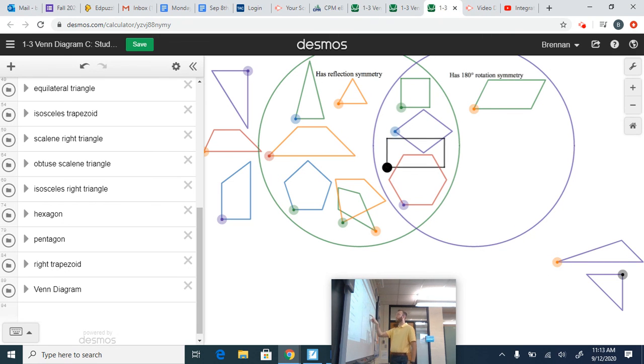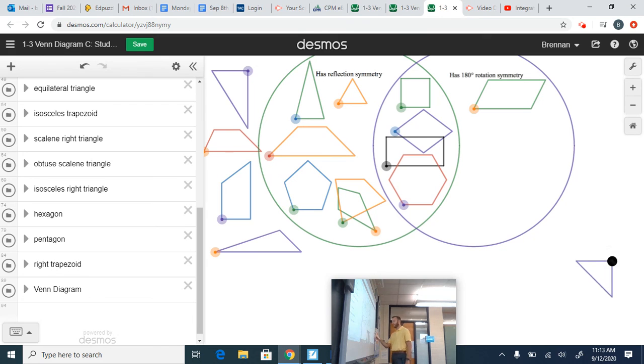This rectangle is going to be both. I think that one's somewhat self-explanatory. You have the reflections vertically and horizontally, and then if you rotate it upside down, it becomes itself. Triangle. This scalene triangle has neither, and this triangle also has reflection symmetry, but not 180-degree rotation symmetry, because if we turn it 180 degrees, it is going to look like that.